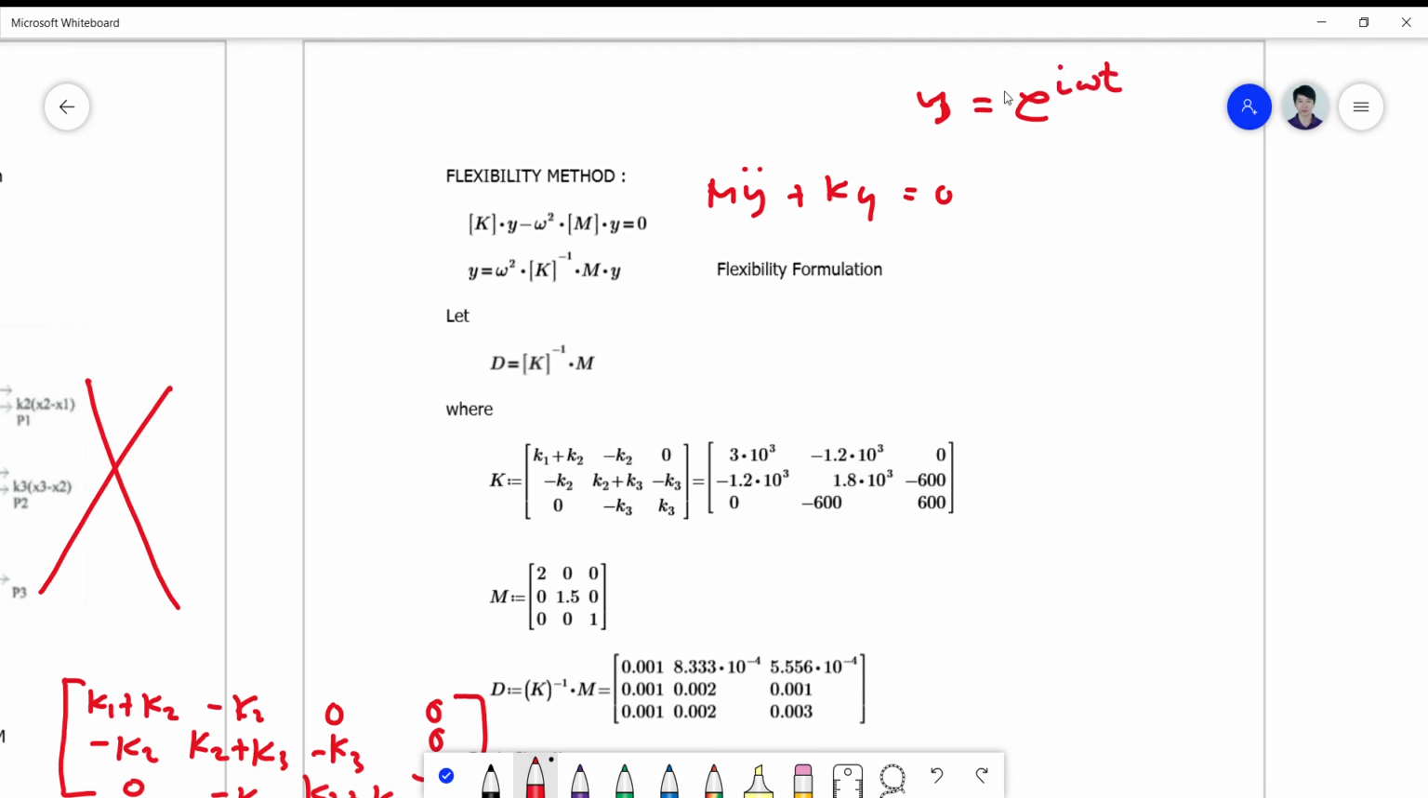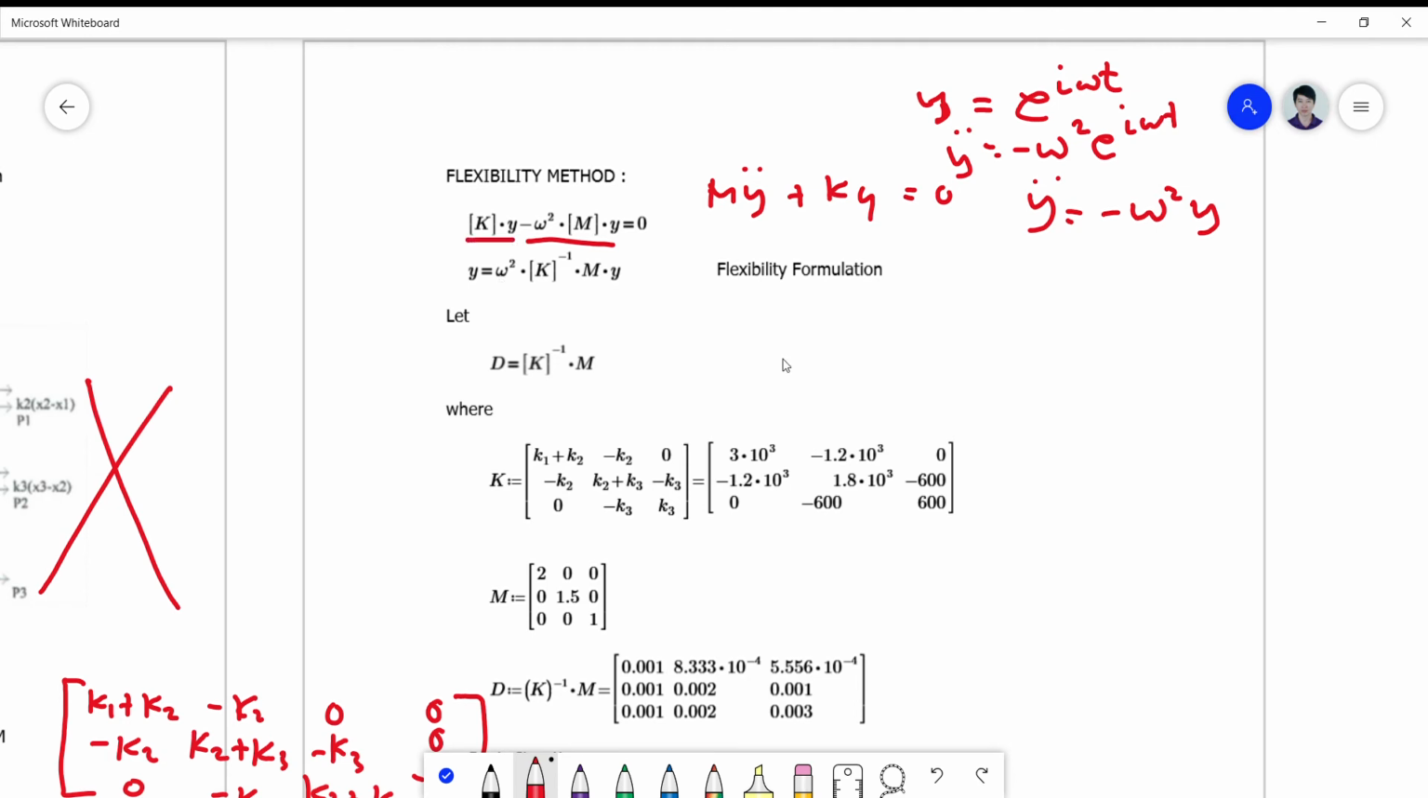Okay, so if you take the double derivative of this, you will end up with a negative omega squared e to the i omega t, and your y double prime becomes negative omega squared y. Okay, so if we substitute this in the original equation, this becomes K minus M omega squared y, which is this one, and your Ky is this one here.